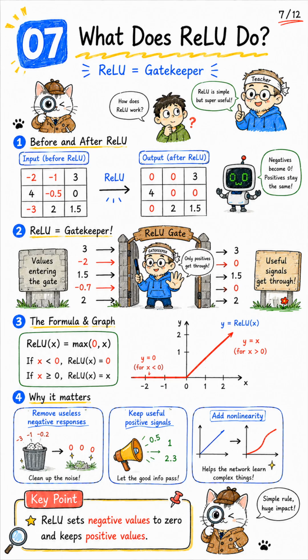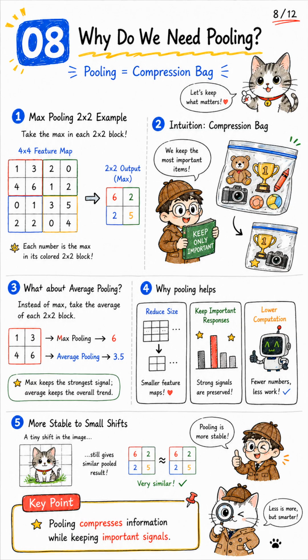After we get a feature map, we often apply an activation function. One of the most common activation functions is ReLU. ReLU is very simple. You can think of it as a security guard at the gate. Negative values are not allowed in. They become 0. Positive values can pass through. So ReLU keeps useful positive signals and removes negative responses. This does 2 important things. First, it cleans up weak or unhelpful signals. Second, it helps the neural network learn more complex, nonlinear patterns. A simple way to remember ReLU is: negative values go to 0. Positive values stay.